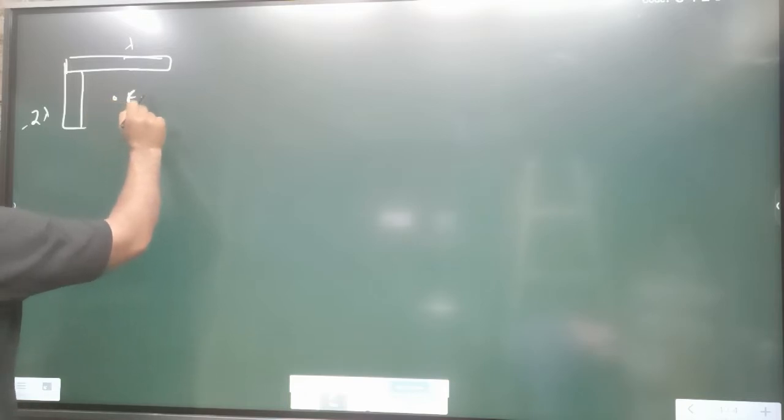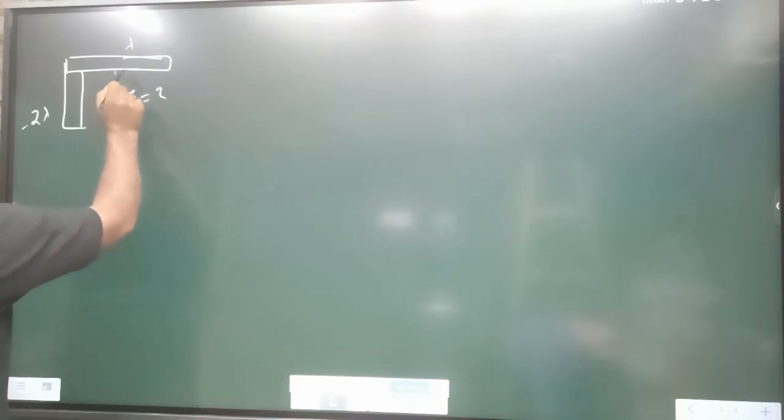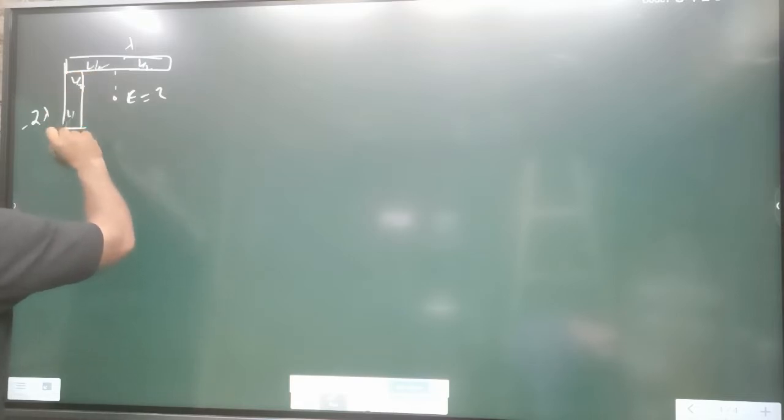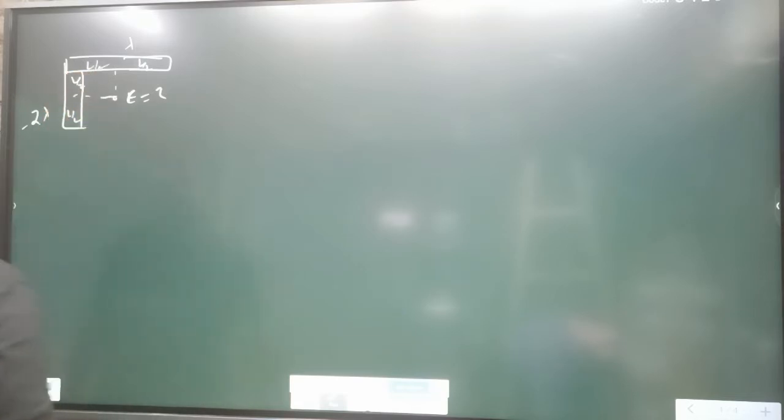What is the value of theta 1 and theta 2? We can find the electric field at this point. What is the value of E at this point? This distance is L by 2, this distance is L by 2, and here also L by 2. What is the value of theta 1 and theta 2? Pi by 4, pi by 4.